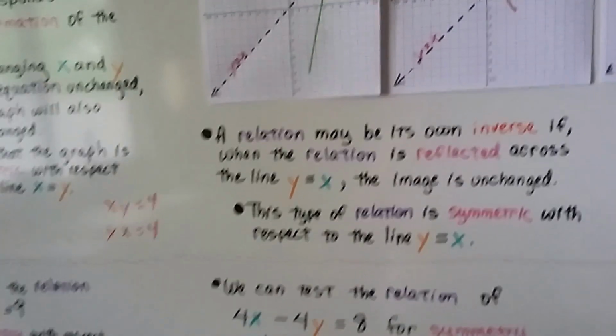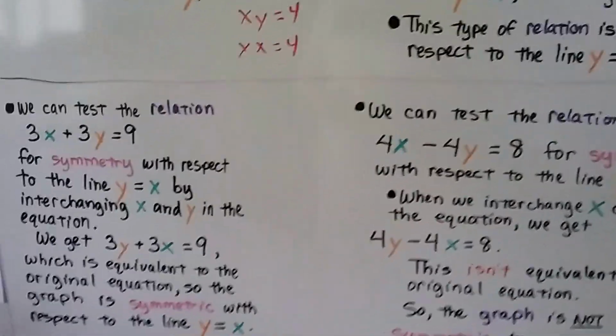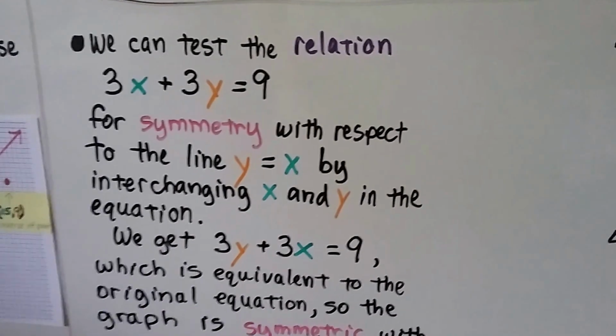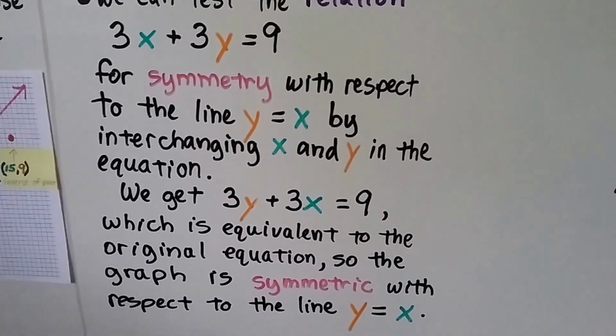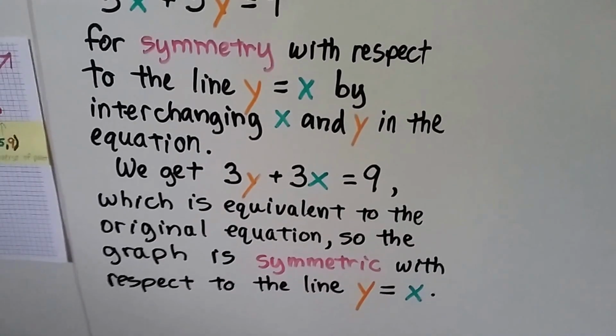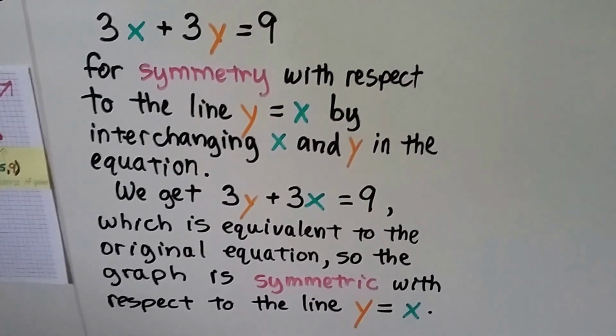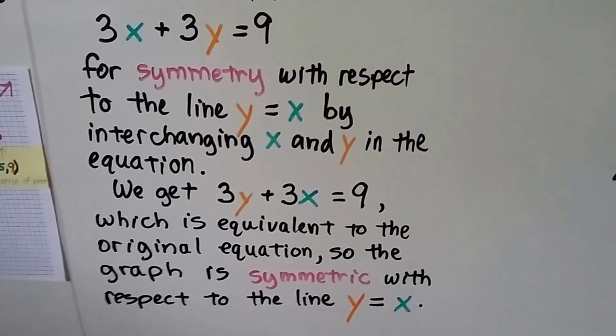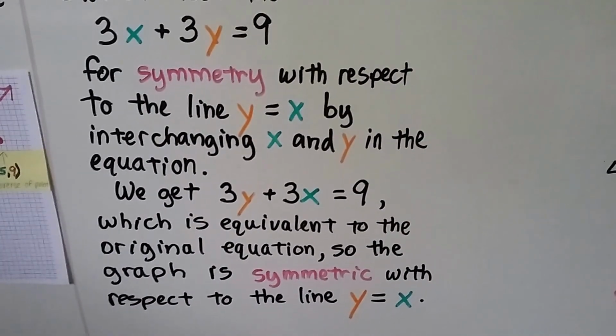See? And we can test the relation 3x plus 3y equals 9 for symmetry with respect to the line y equals x by interchanging x and y in the equation. We get 3y plus 3x equals 9, which is equivalent to the original equation. So the graph is symmetric with respect to the line y equals x.